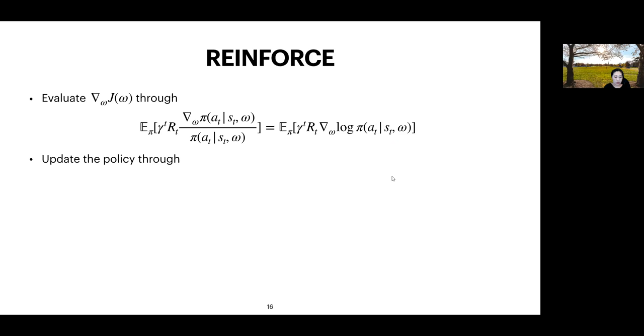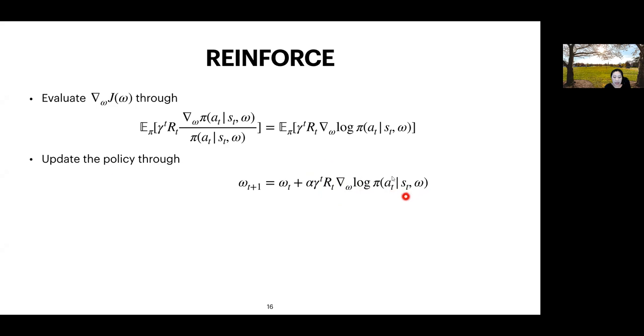And now you can just update the policy using this guy, right? Because this is like a stochastic gradient descent. So in expectation, we know that this gradient would be the gradient of the J omega. So we can just use what's in the bracket. And that's why for each update, you need to have your current estimation of the return, which of course you would have to estimate. And then using whatever parameterized policy function, taking the logarithm and then taking the derivative with respect to omega.